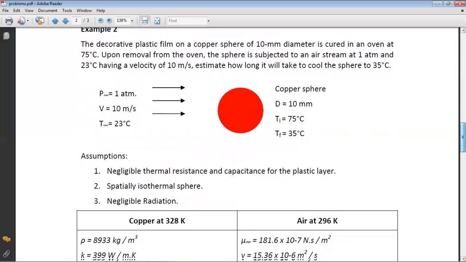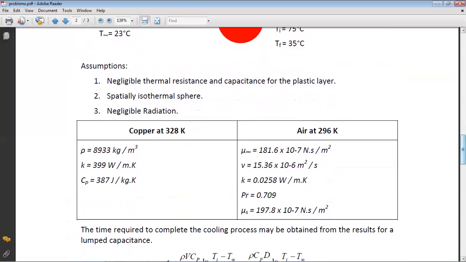Now this can be done with some assumptions, that is, negligible thermal resistance for the plastic layer, the sphere is isothermal spatially, and the radiation is neglected.